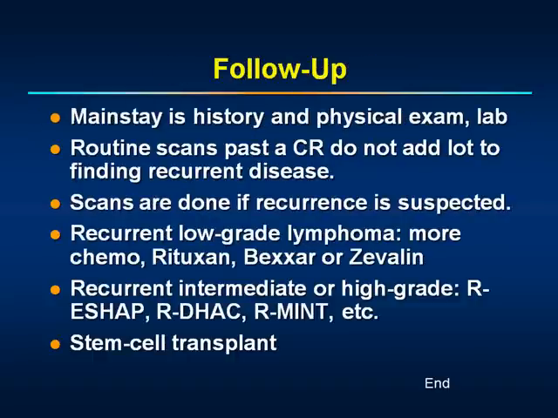The follow-up of the patient is pretty standard. The mainstay is history and physical examination. Routine scans past a CR do not add a lot to finding recurrent disease, and we usually scan if recurrence is suspected. Recurrent low-grade lymphomas are generally treated with more chemotherapy, Rituxan, or the radio-labeled antibodies such as Bexxar or Zevalin. Recurrent intermediate or high-grade lymphomas may be treated with things such as R-ESHAP, R-DHAP, R-MINT, etc., very aggressive regimens, and this is the place where we start to consider stem cell transplant, especially for younger patients.